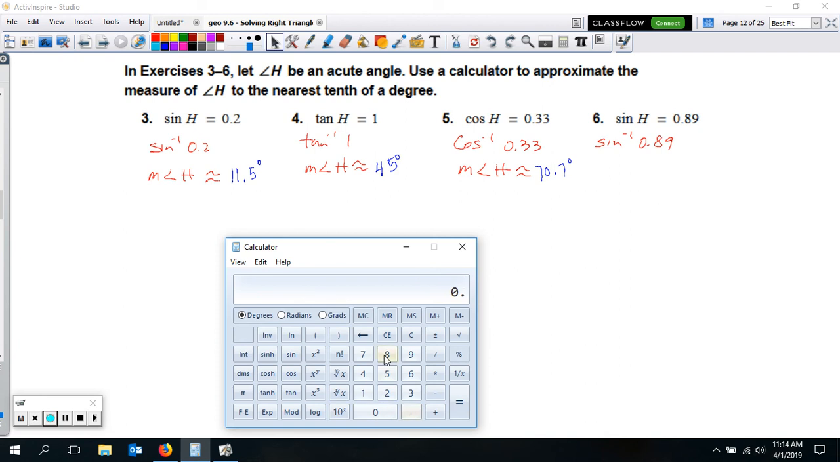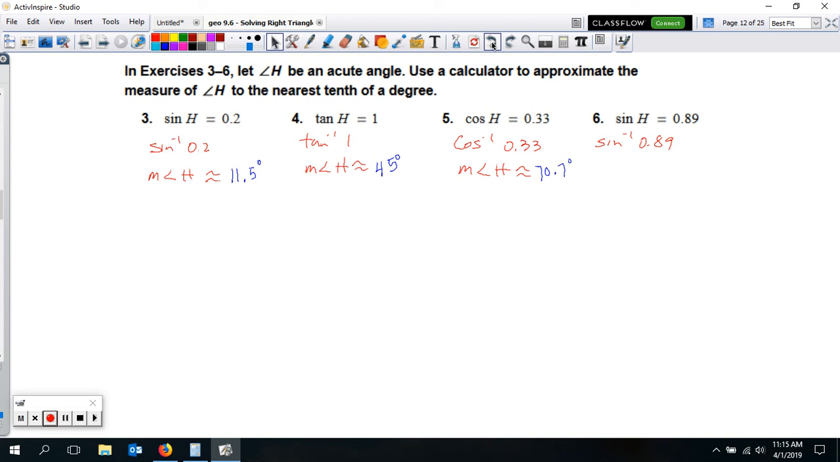So then on my calculator, I put 0.89, hit the inverse. Oops, that's not the inverse button. 0.89, inverse, and then we're doing sine. So inverse of sine is this, 62.9. It's approximately what we see. So the measure of angle H on this one is 62.9.